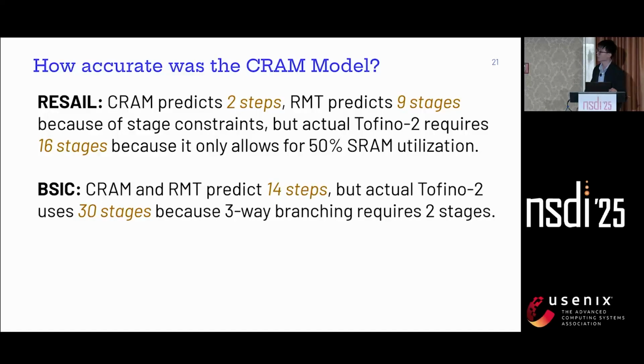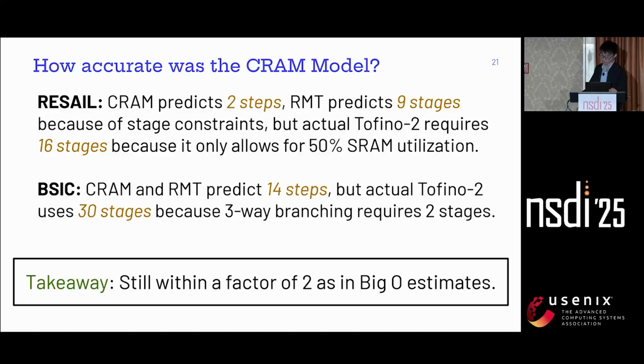For BSIC, we found that CRAM and RMT predicted 14 steps, but the actual Tofino 2 used 30 stages because, remember, in a binary search tree we're doing the greater than, less than, and equal to comparison, the 3-way branching. We find that on Tofino 2, what per node actually requires 2 stages, so it doubles the stages. But the good news is it's still within a factor of 2, and this is no different from when you're using a system like Big O notation.